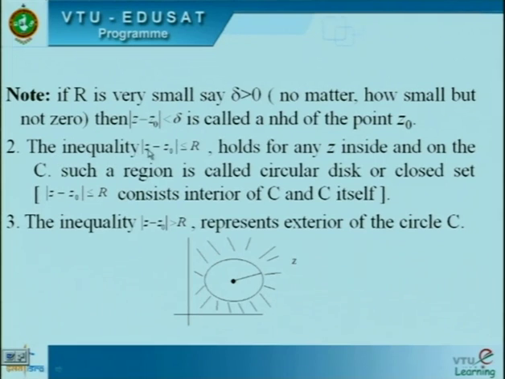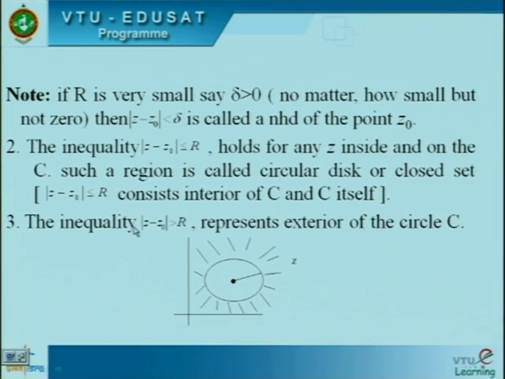The inequality |z - z0| ≤ r holds for any z inside and on C. So in that case we take even the points on the circumference and inside. This region is called a circular disk or a closed set. Sometimes we also take it to consist of the interior of C and C itself, that means on C itself.